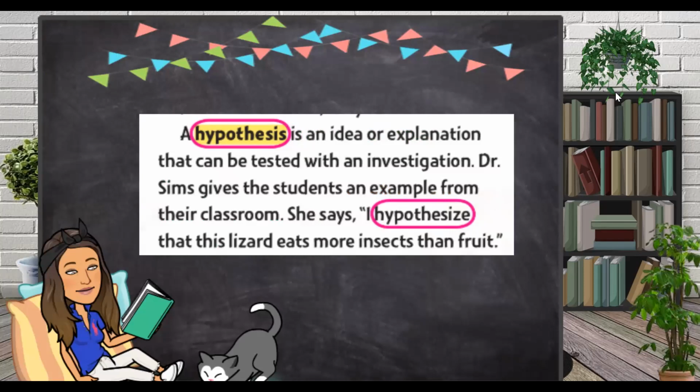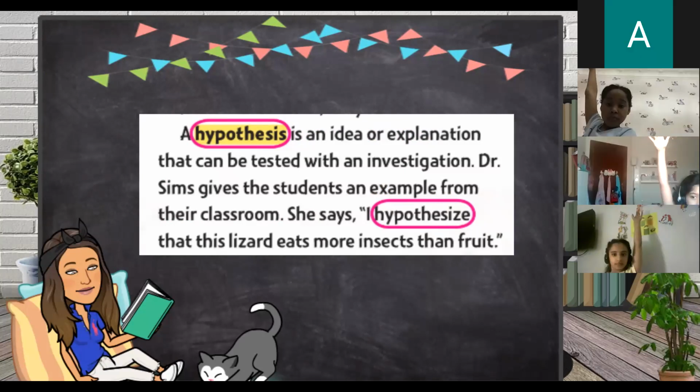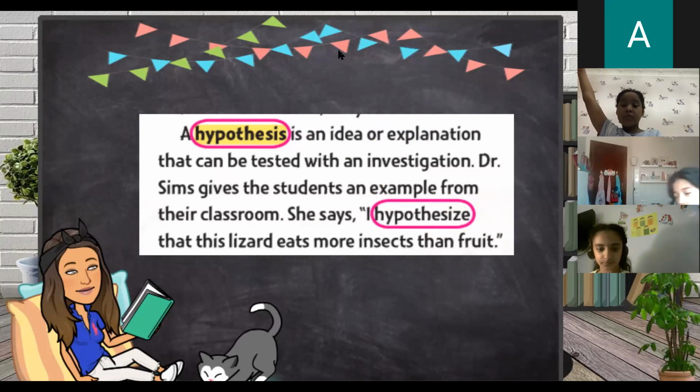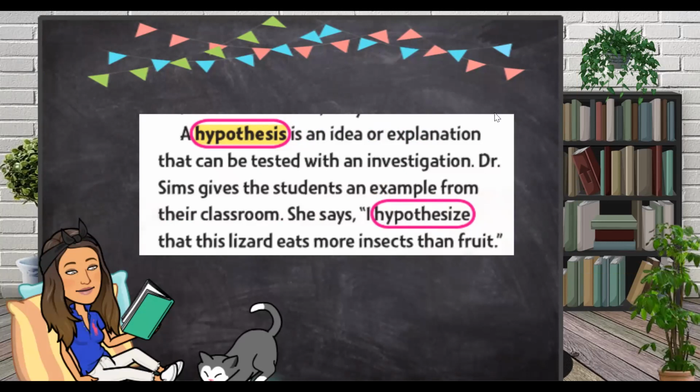Can you tell me? I'm gonna choose one of you. Okay, Bushra, are you here? Oh yeah, I'm right here. Okay, Bushra dear, can you tell me what a hypothesis is? It's an idea or explanation that can be tested with an investigation.